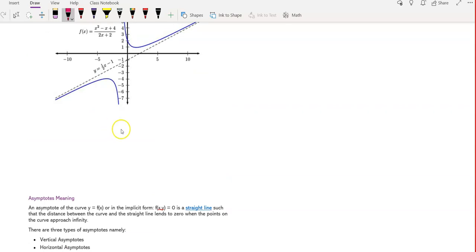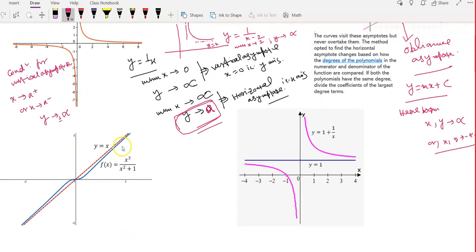You can see a few more examples here. This curve, what kind of asymptote does it have? Just see which category it belongs to. y equal to 1 plus 1 by x. It exists in the first quadrant as well as in the second and third quadrants. What do you observe? When x tends to infinity, y tends to 1. That's why y equal to 1 is an asymptote.